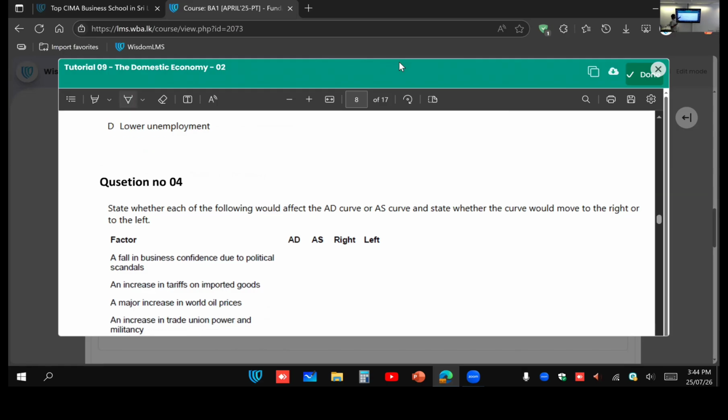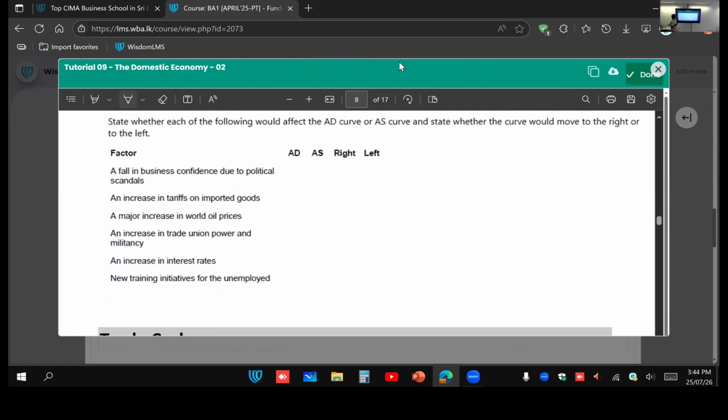Question number 4. Good question, think and do. I'll give 1 minute. State whether each of the following would affect AD curve or AS curve, and state whether the curve would move to the right or to the left. You have to select whether this is coming under AD or AS, and then right or left. Think properly and do.